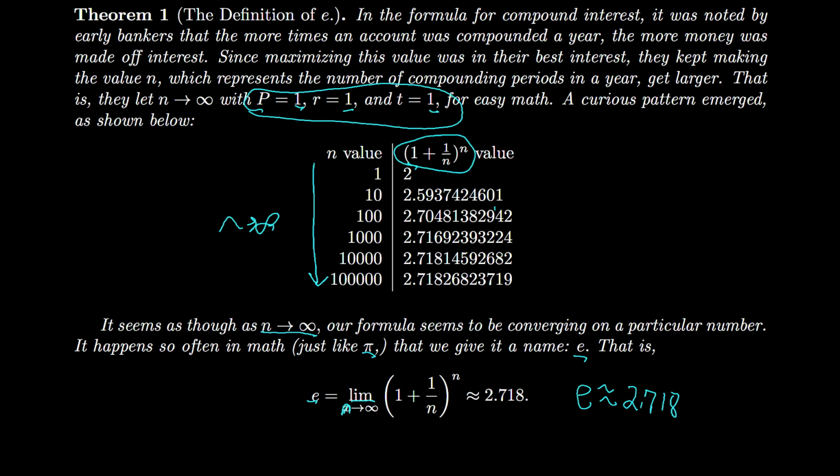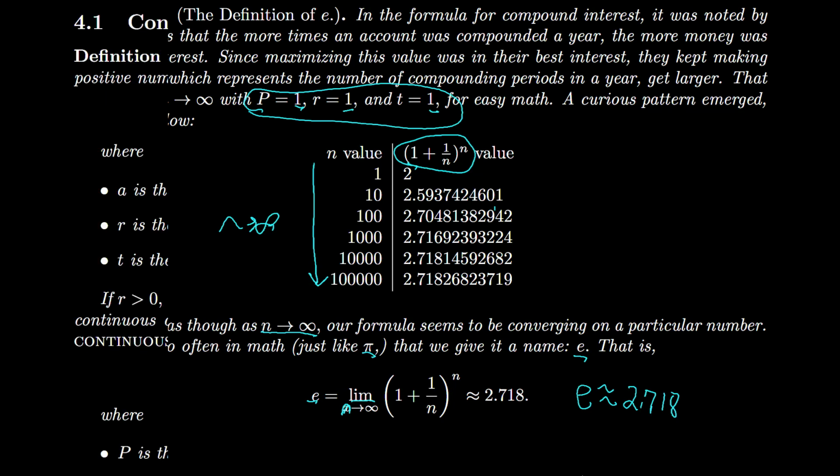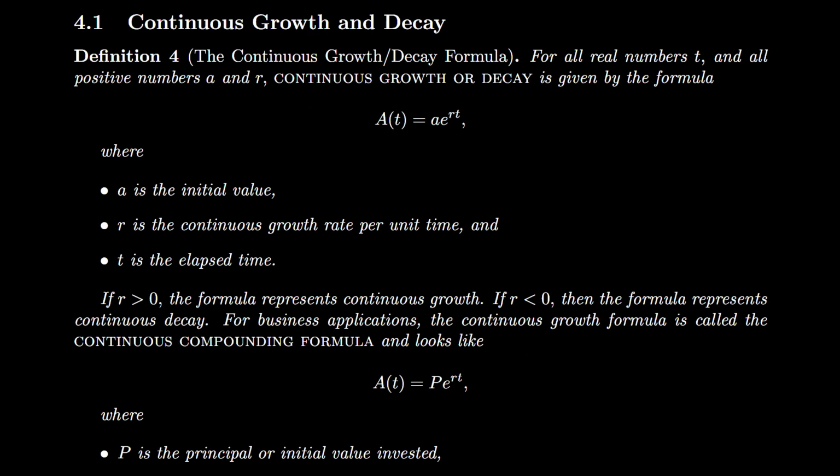So, what's that used for? You're going to regret asking me that, but we're going to go over it because you've probably already seen this formula before. So let's talk about the continuous growth and decay formula. So for all real numbers t and all positive numbers a and r, the continuous growth or decay is given by the formula a of t equals a times e to the rt.